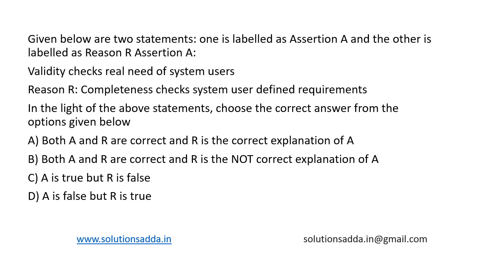And there are four options. Option A is both A and R are correct and R is the correct explanation of A. Option B, both A and R are correct but R is not the correct explanation of A. Option C, A is true but R is false.